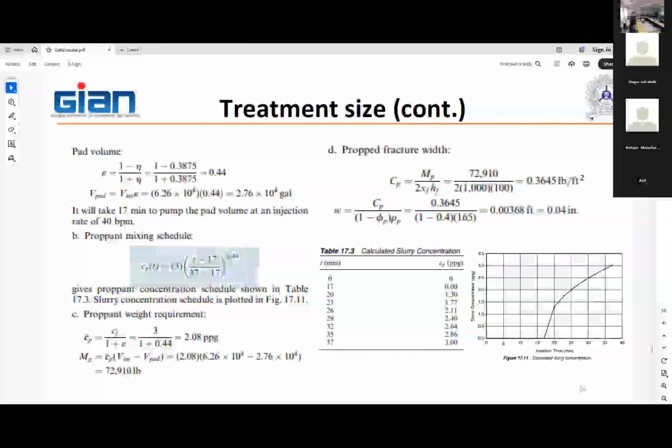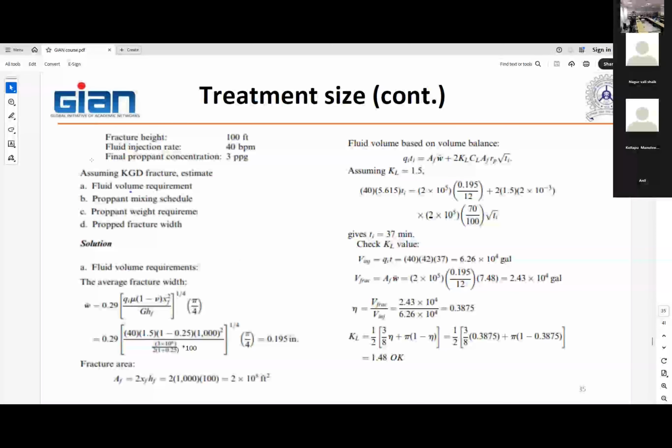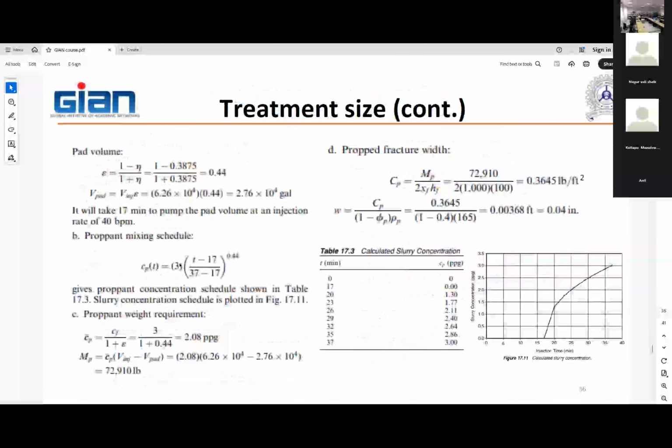You have seen this formula before, C sub P equal to C times (t minus 17) divided by (total injection time minus pad time), where C is the final propant concentration in your fluid. This is the pad time, this is the total injection time, and t is any arbitrary time. And I told you this value 3. Where are we getting the 3 from? We are getting it from here. Final propant concentration is 3 ppg. You can see here. So you put 3 there, and now what will you do?